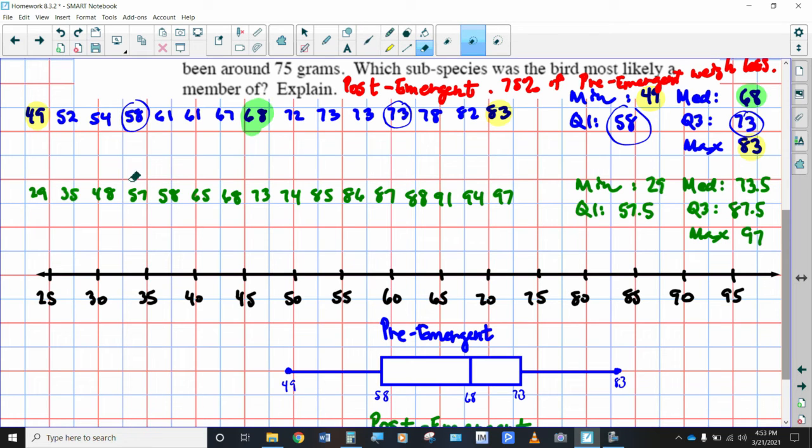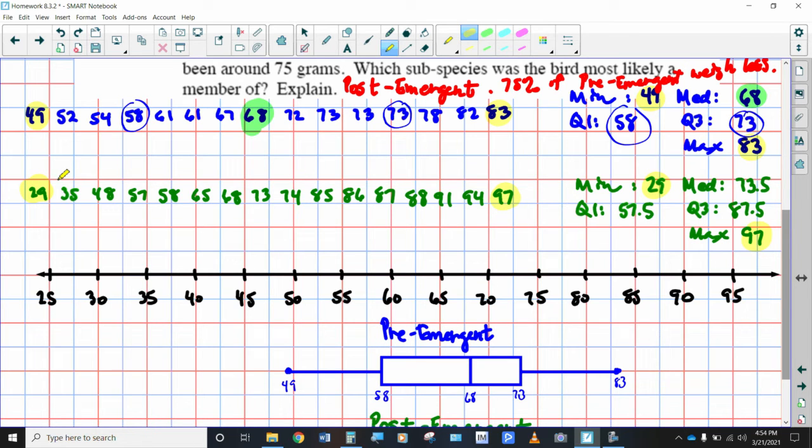All right, now we get to post-emergent thrushes, where we've got your minimum and your maximum are 29 and 97. That's interesting. The pre-emergent thrushes have a much smaller range of weights compared to the post-emergent thrushes. They are both lighter and heavier for the post-emergent.